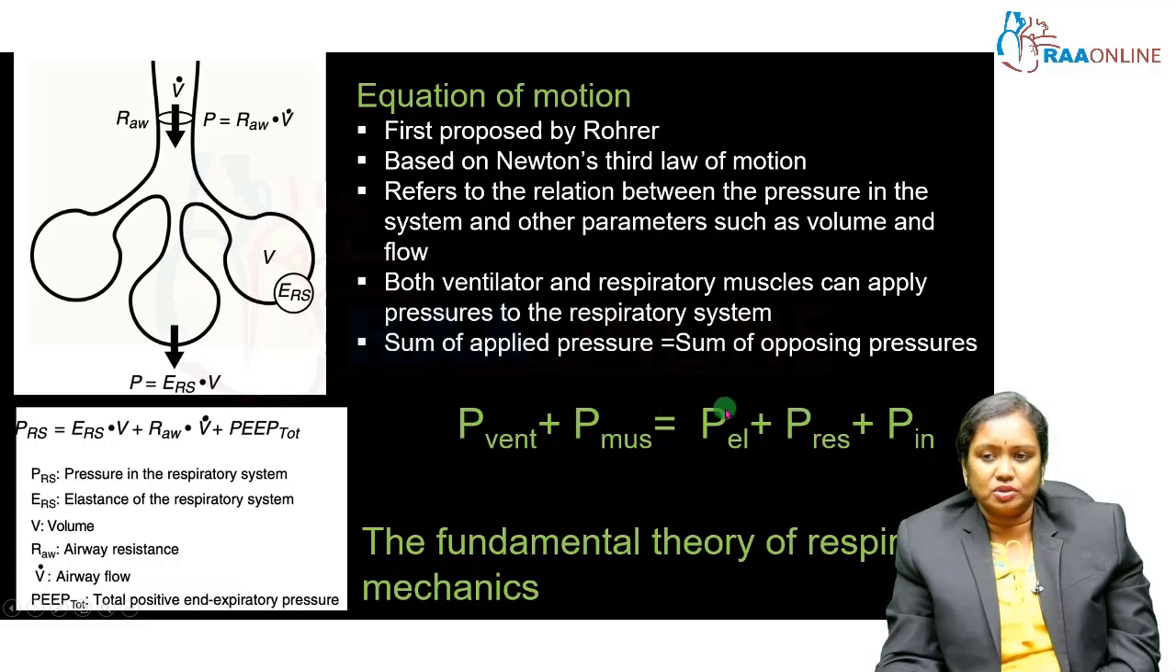What are the opposing pressures from the lung? The pressure generated by the elastance of the lung, which is PEL, the pressure generated by the resistance of the lung, which is PRES, and the inertial pressure. So, in an ideal situation, this inertial pressure can actually be neglected because the effect of it is very small. So, this constitutes the fundamental theory of respiratory mechanics. We'll go to the individual components a bit later after looking at a few more concepts.